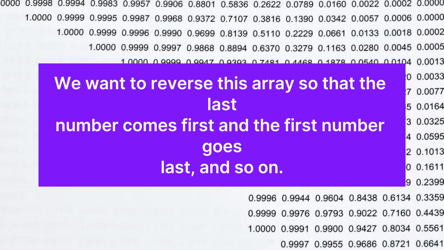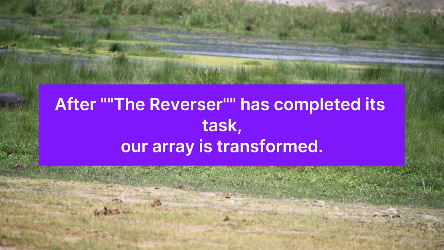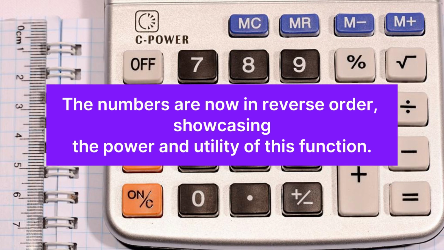We want to reverse this array so that the last number comes first and the first number goes last, and so on. After the reverser has completed its task, our array is transformed. The numbers are now in reverse order, showcasing the power and utility of this function.